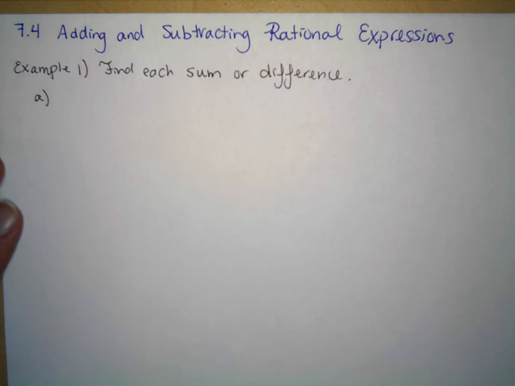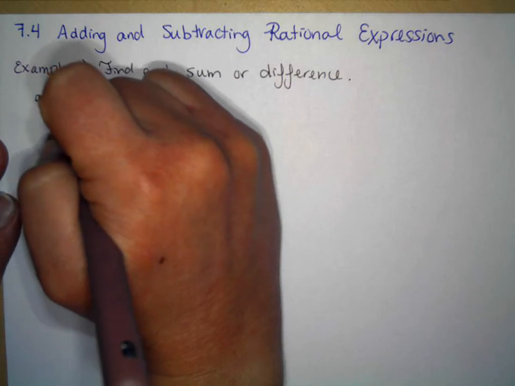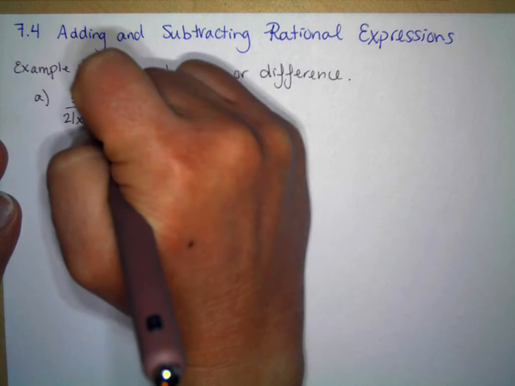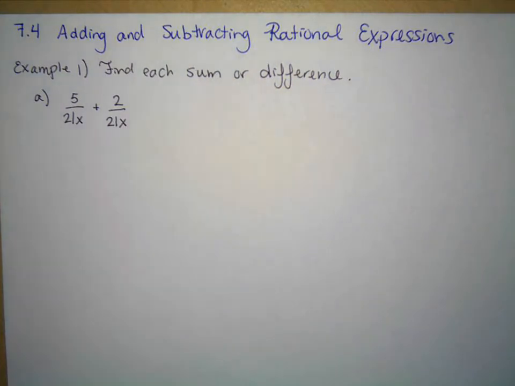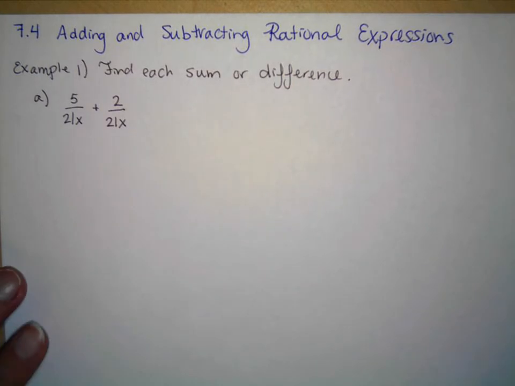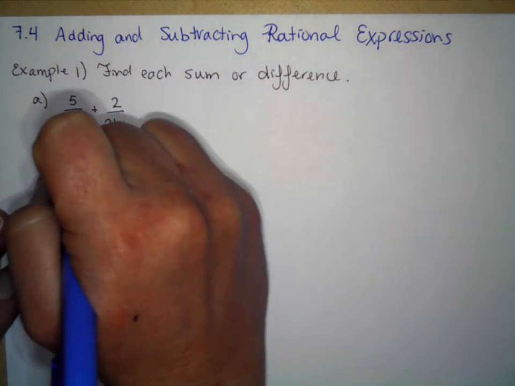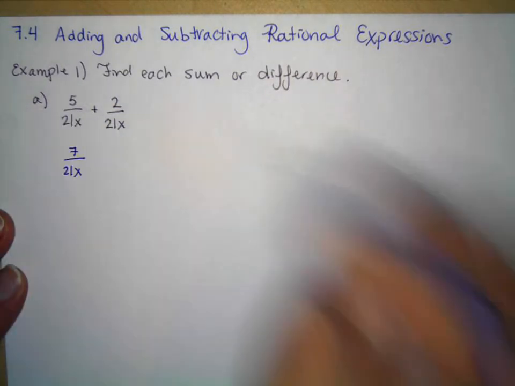And the first one we'll take a look at is 5 over 21x plus 2 over 21x. Now, notice in this case that we've already got a common denominator. So we can go ahead and add these two fractions together. 5 plus 2 gives us 7 over, our denominator is going to stay the same, 21x.